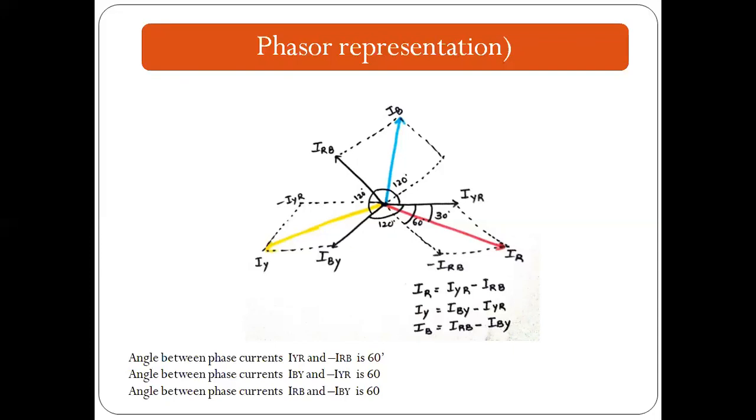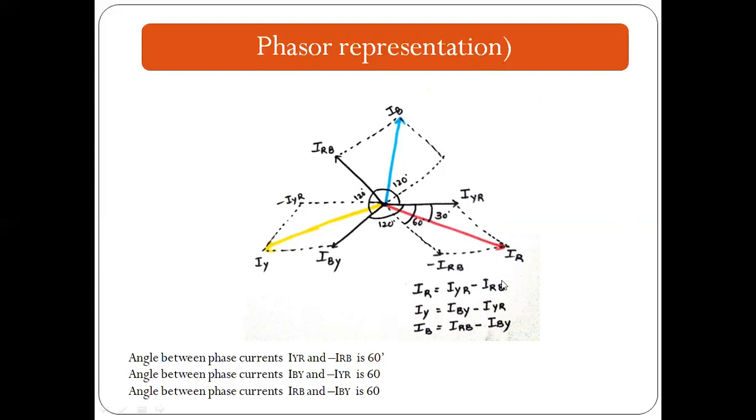The angle between these phase currents IYR and minus IRB is 60 degrees. So already you know this one. What is the angle? It is 120 degrees between IYR and IBY. And if minus IRB is cutting this exactly in the middle, that's why it is 60 degrees. So between IYR and minus IRB the angle is 60 degrees.